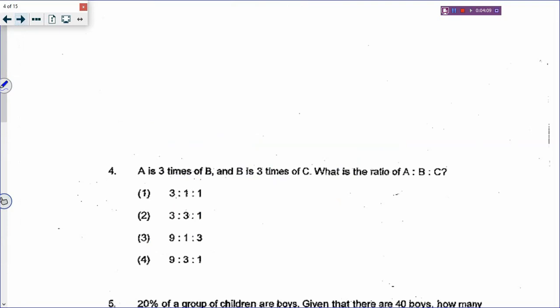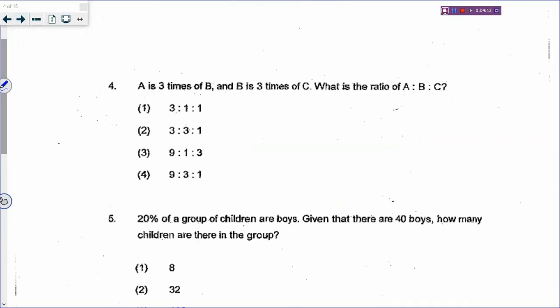Okay, let's go to the next one. Now question 4, your answer is number 4. So how do you get number 4?